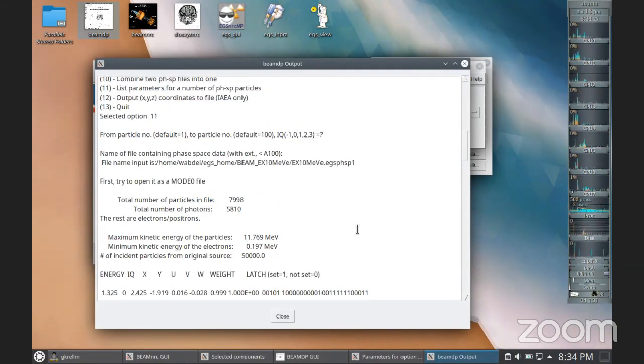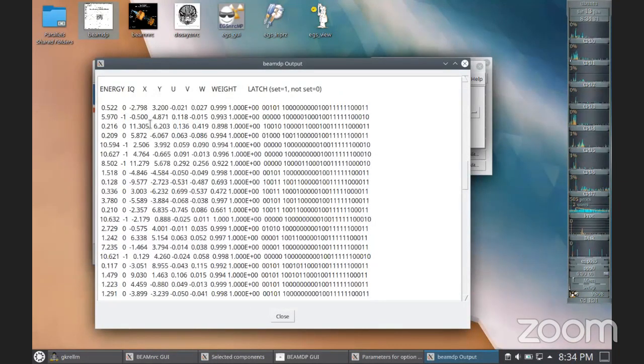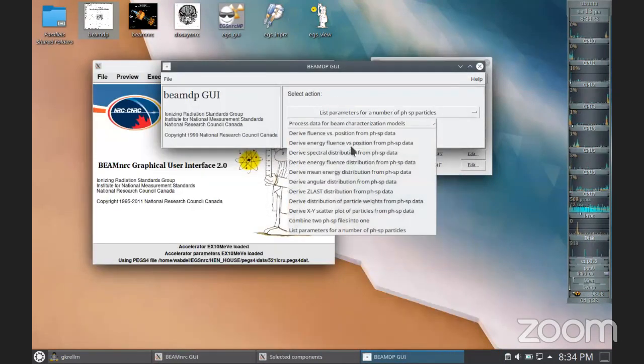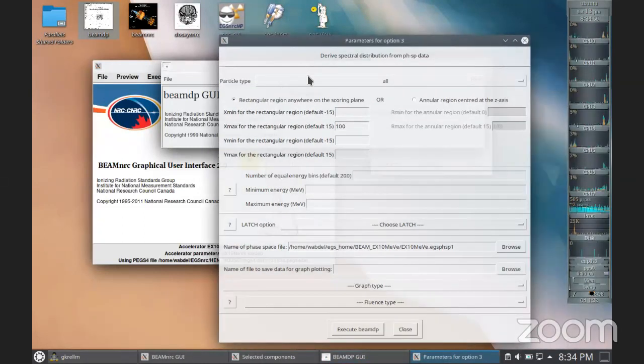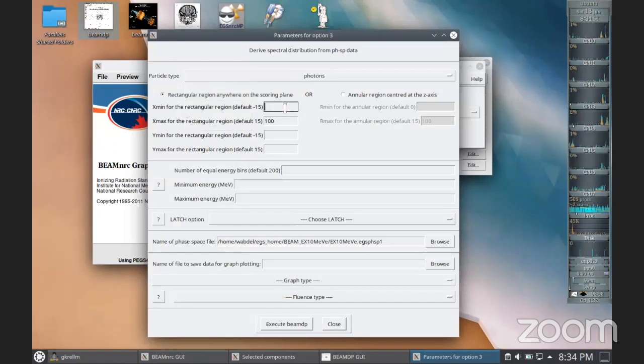So we can look at the spectrum, okay? But this is just a list of the first 100 particles with the latches, with their weight, so statistical weight is 1, okay? And let's go and, not energy spectrum, we want the spectral distribution. Okay, so all we want to look at is the photons, the spectrum of the photons. Let's do minus 100. This is basically deciding which particles to include. In our case, I just want all the particles in the phase space file. But if you want to select a specific region, you can either have it as a rectangular shape, or you can have it like a disk if you want, or a ring, okay? So you can do that.